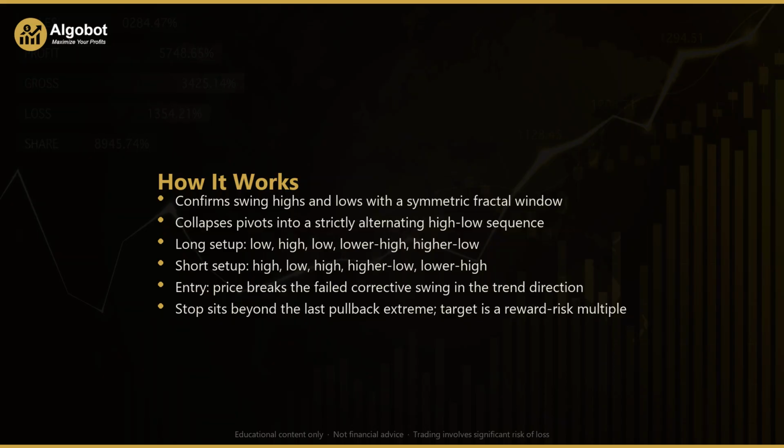Risk management is structural. The stop loss sits just beyond the protective swing E, the last pullback extreme, padded by a fraction of the impulse leg height set by the stop buffer percentage.